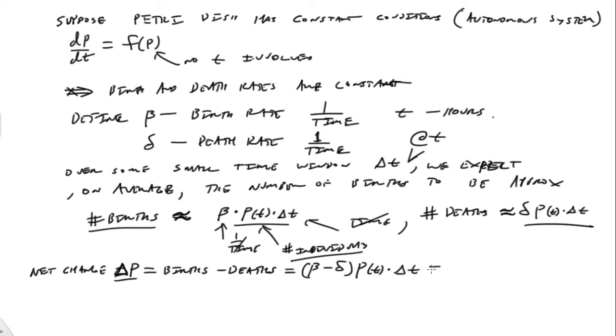All right, I'm going to do a little bit more. I'm going to actually just simplify my notation there. I'm going to call this beta minus delta, I'm going to call that K. So we have K times P times delta t. And then what, of course, I can do is divide by delta t. All right, in which case we get delta P, I should also put this approximate symbol here, of course, over delta t is approximately equal to K, which of course is the birth rate minus the death rate, times P.